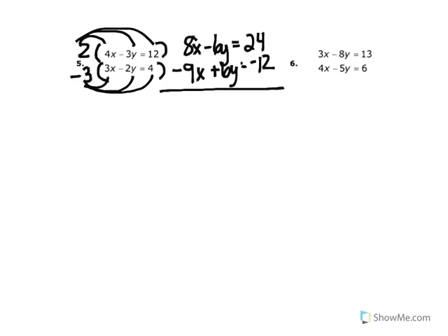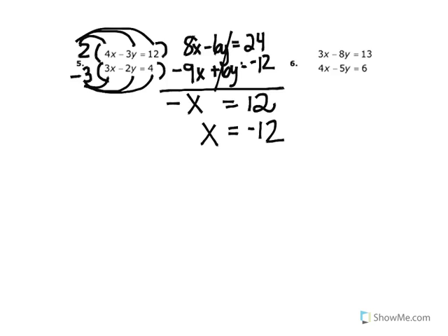Now, 8x minus 9x is going to leave us with a negative 1x. These cancel out, and 12 minus 24 is 12. Now, we don't want to have a negative sign hanging out there on the end, and we know that we can do a shortcut. We can divide each side by negative 1, but that shortcut is just to change all the signs. And that means x is negative 12.